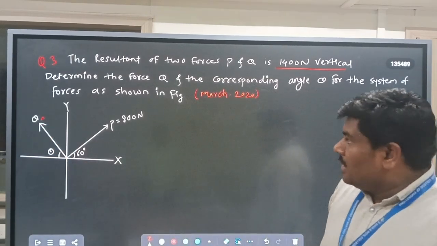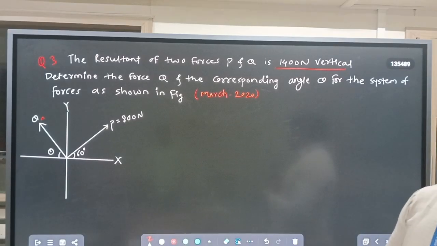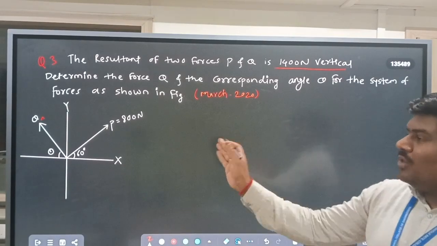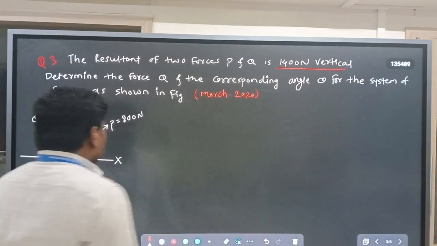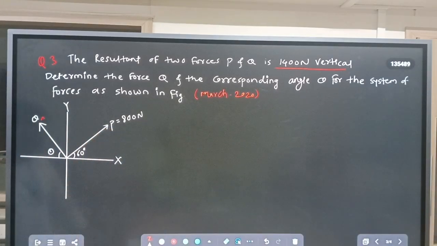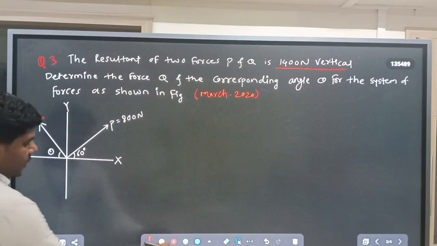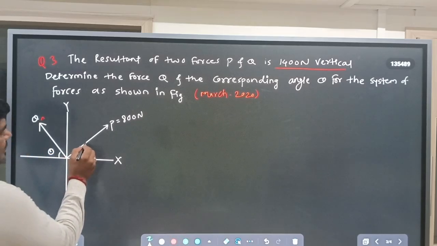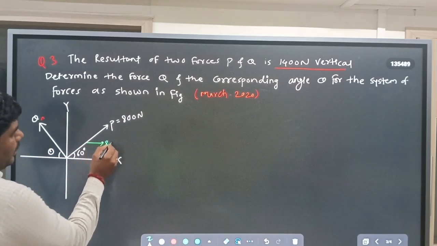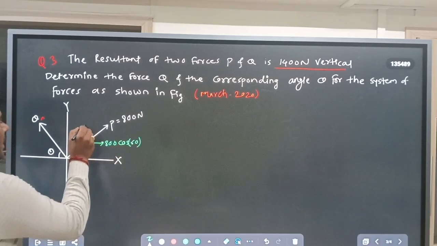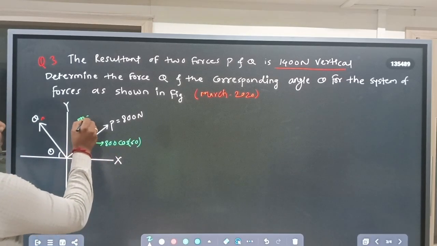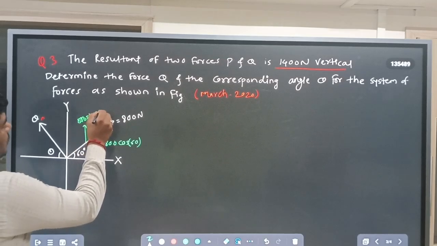Okay, so here you have to again follow the same process. First resolve both the forces and go with these steps. So now we are resolving. Now you know that P is at an angle of 60 degrees, so for force P its horizontal component will be 800 cos 60 and the vertical component will be 800 sin 60.